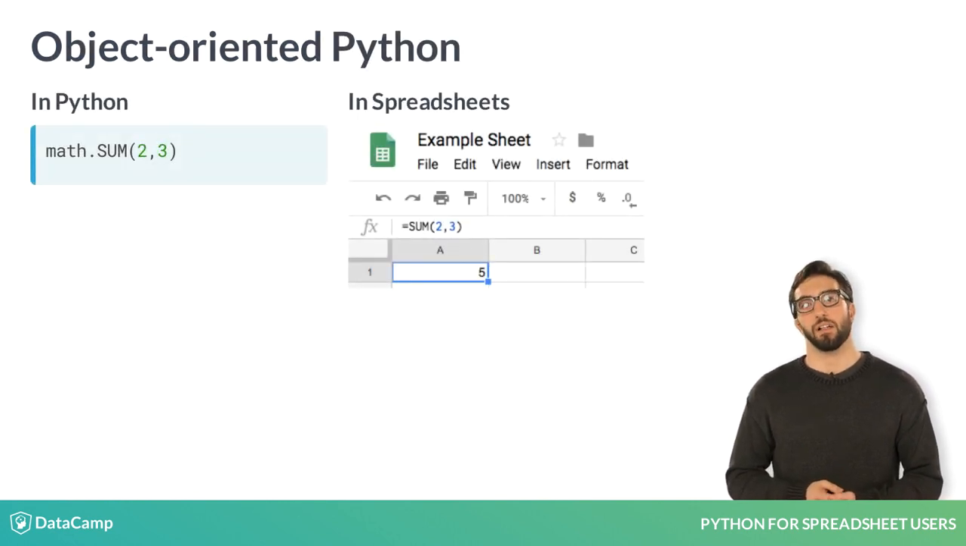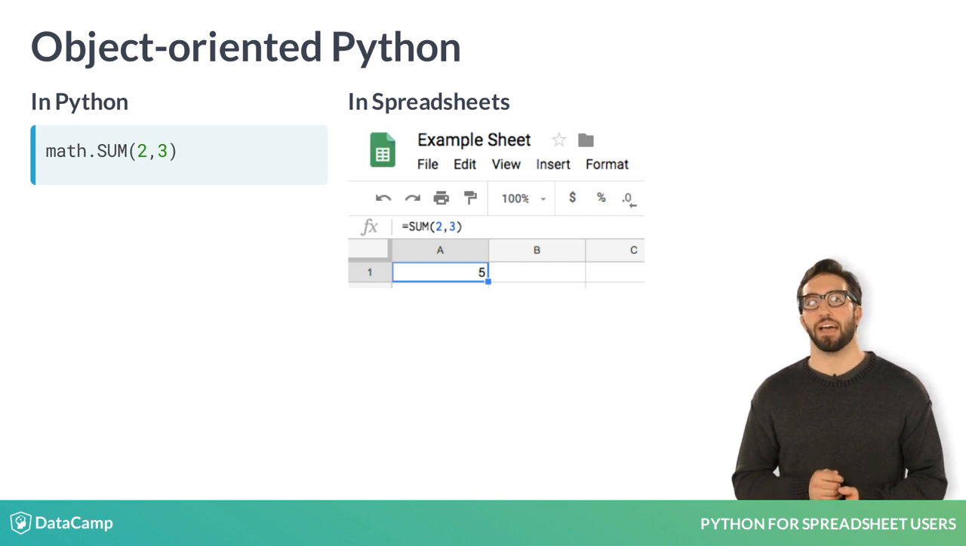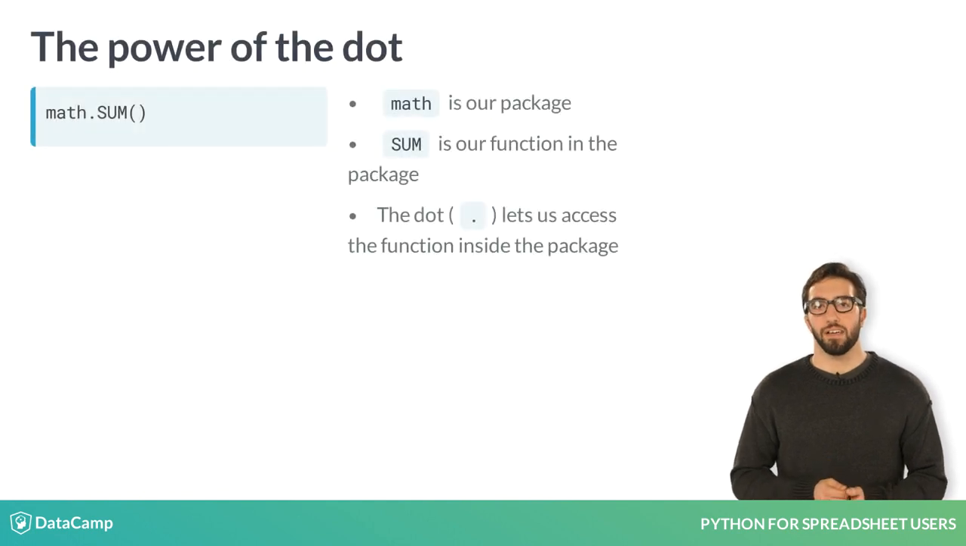In Python, let's say there was also a package called math, and inside this math package, there was a function called sum, just like in spreadsheets. To access the sum function inside the math package, we'd write math.sum, and then place numbers inside the function. Here, we'd expect a result of 5. That dot lets us access a function inside of the package. One thing inside another thing.